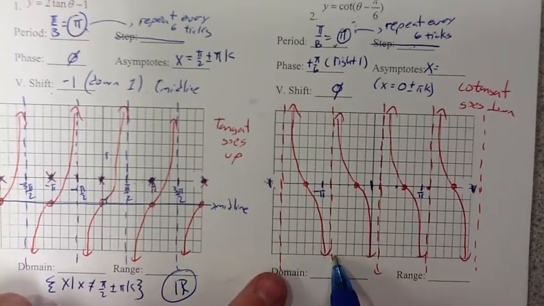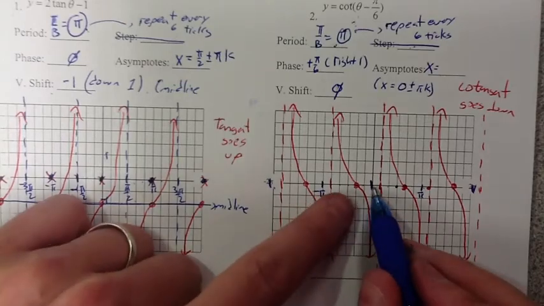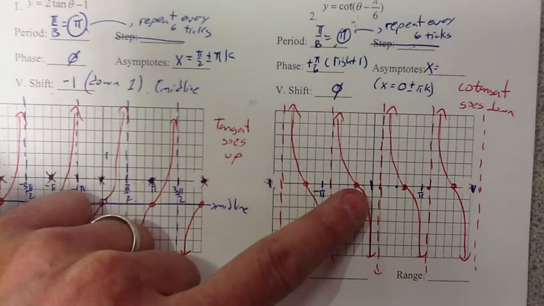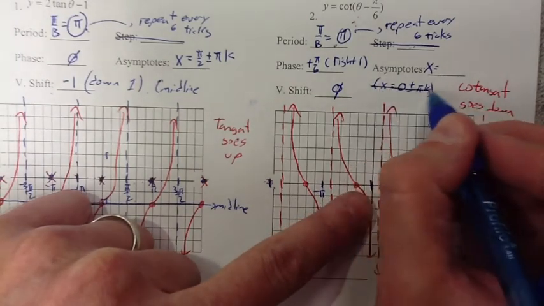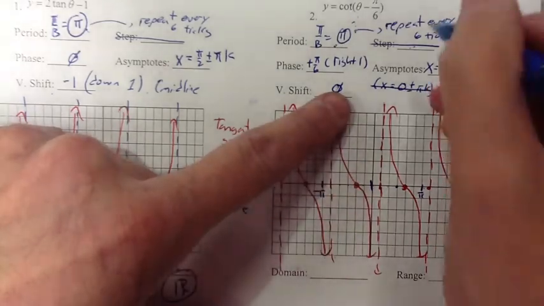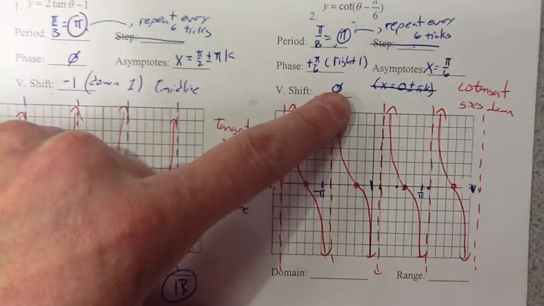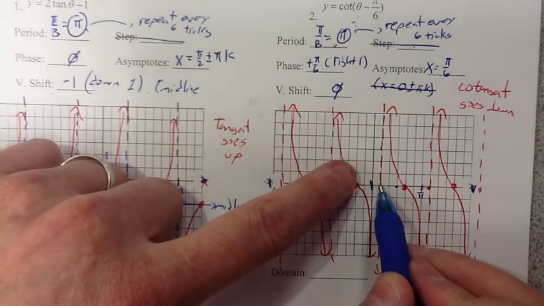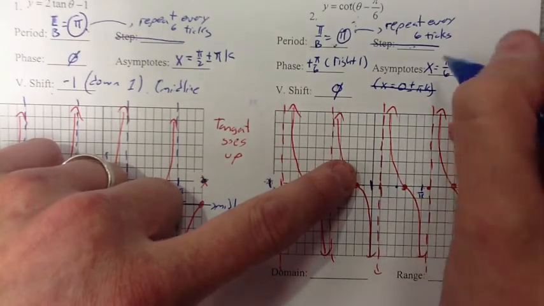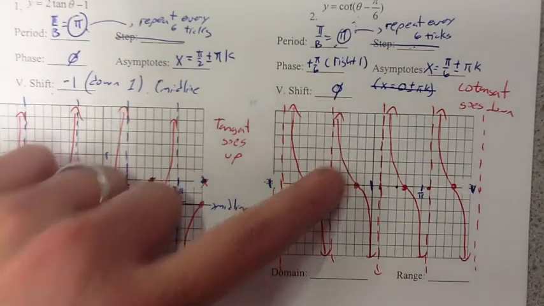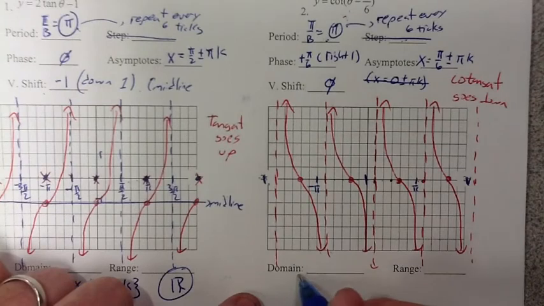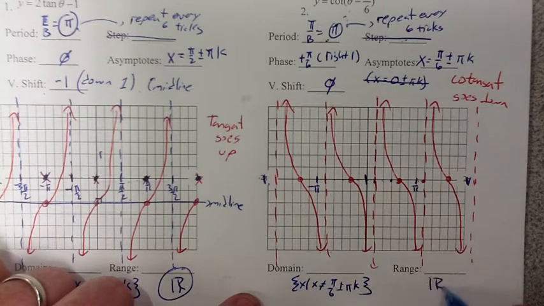Now for this one, our asymptote has changed. So let's take a look at where our asymptote is. One asymptote is at pi over 6. So that's my first one. That's no longer at 0. It's now starting at pi over 6 for my first asymptote. Remember, we had to move everything over pi over 6 units. So to get the next asymptote, we're going to add plus or minus pi k. And therefore, to get our domain, it's everything but that: x cannot equal pi over 6 plus or minus pi k. And the range, again, is all real.